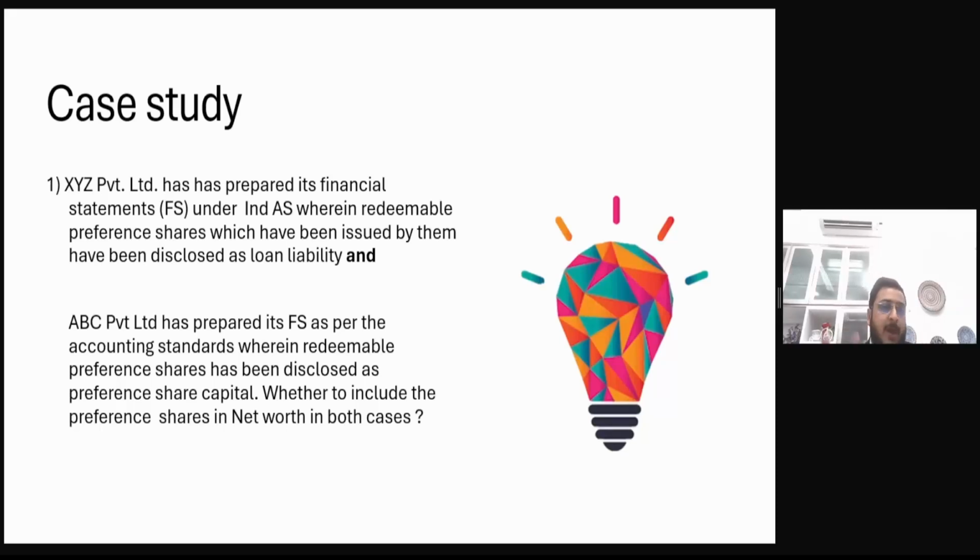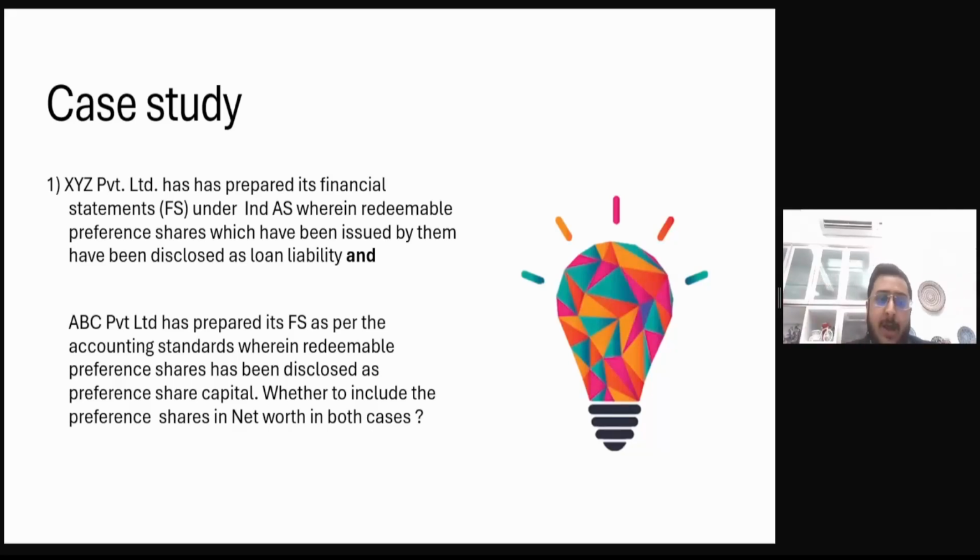Now, I give an example. A company has issued redeemable preference shares. For a normal accounting standard balance sheet, it is capital, and we'll be showing it under preference share capital. Whereas for Ind AS financials, we'll be bifurcating between liability and equity, and the redeemable portion will be on the liability side. If it's fully redeemable, it is on the liability side. So net worth as per the accounting standard is different, and net worth as per Ind AS is different.